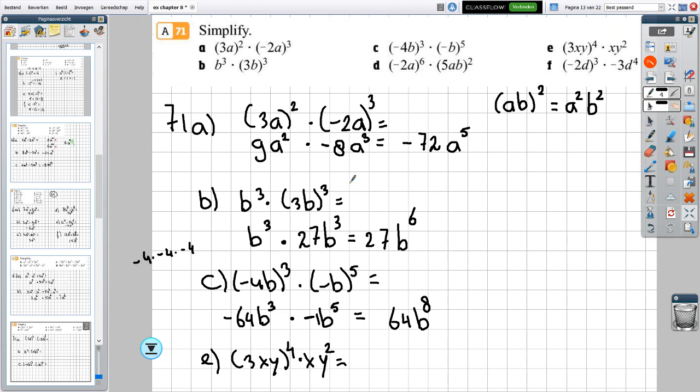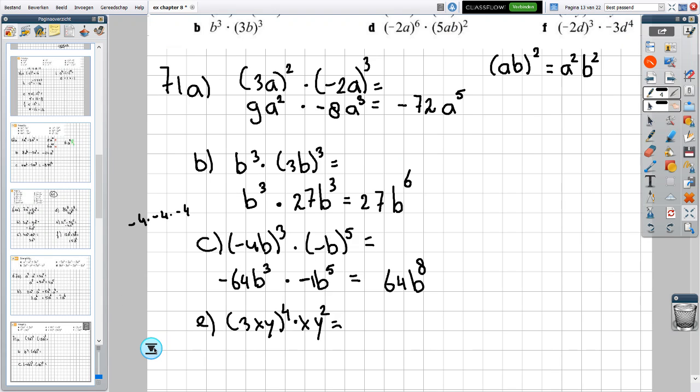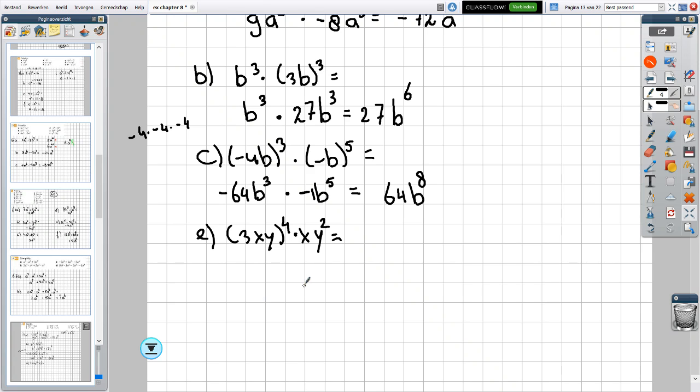Okay? Now for the last one, I think the most difficult one. (3xy) to the fourth power times (xy) squared. Do it in steps. First, take a look at the 3. What's 3 to the fourth power? That might be one that you don't know mentally. Right, I think you have already practiced with 3 to the third power a bit. That's 27. Then you have to do 27 times 3 again. That will give you 81.